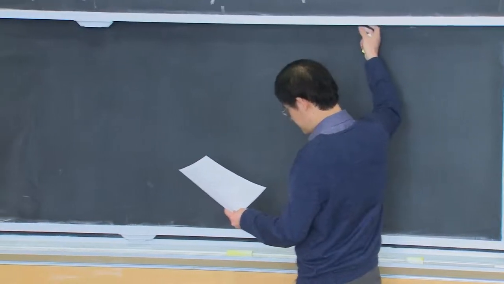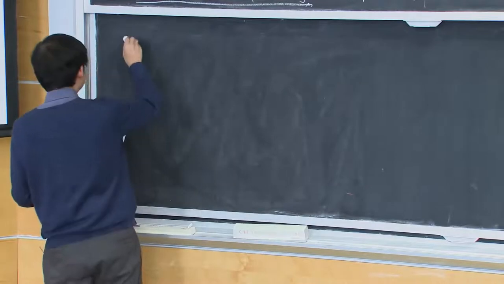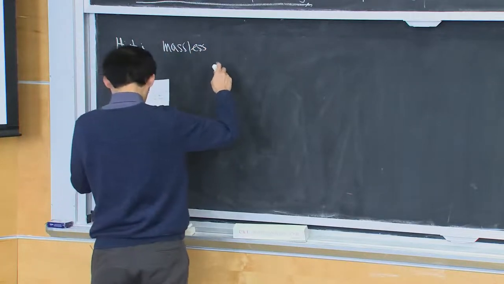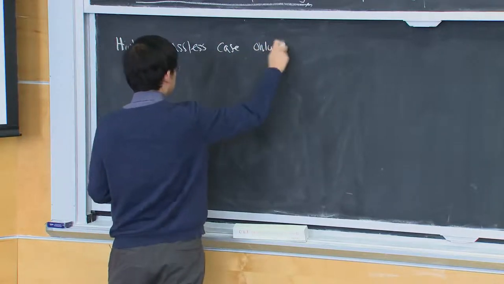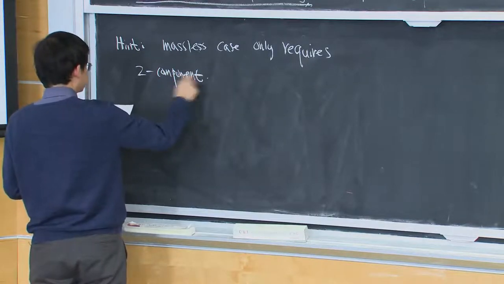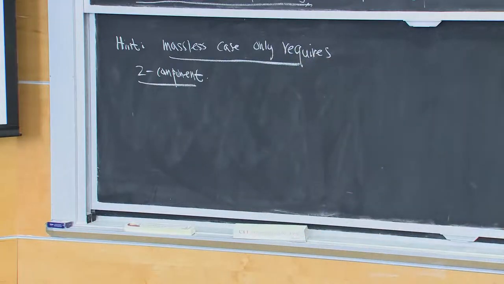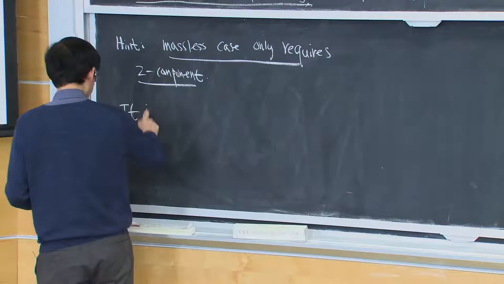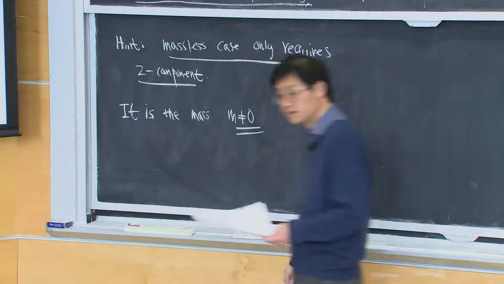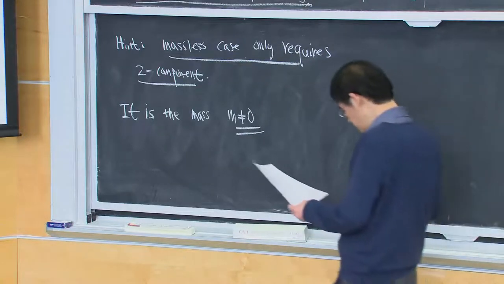So the hint from before is that the massless spin only requires two components, since the massless case must also be Lorentz covariant, so the Lorentz symmetry itself should only require two components. So it is not the Lorentz covariance that requires Dirac theory to have four components. It is the mass, okay? If you want to describe a massive particle, mass M, then you must have four components. So it is the mass which is the key.